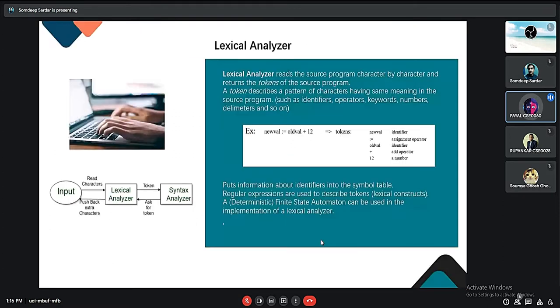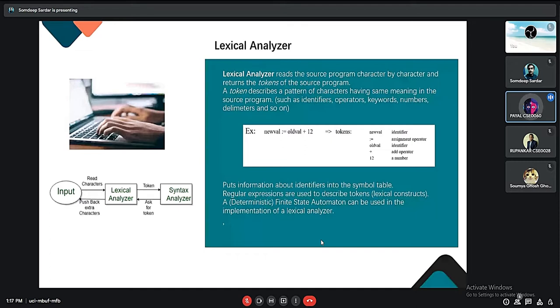A lexical analyzer reads the source program character by character and returns the tokens of the source program. Here, a token describes a pattern of characters having the same meaning in the source program, such as identifiers, operators, keywords, etc. The lexical analyzer also puts information about the identifiers into the symbol table. Regular expressions are used to describe the tokens, or lexical constructs, and a deterministic finite state automaton can be used in the implementation of a lexical analyzer.